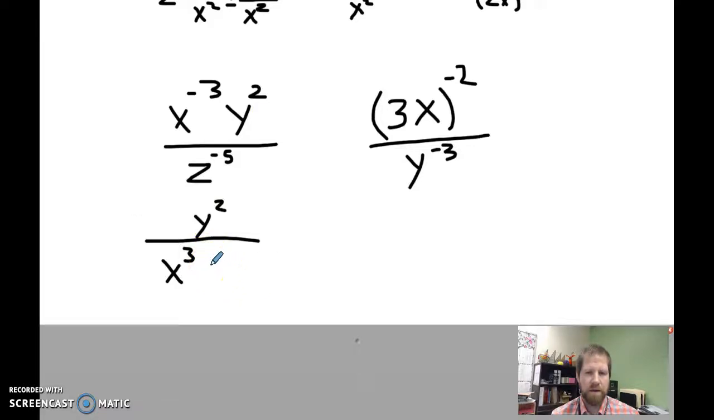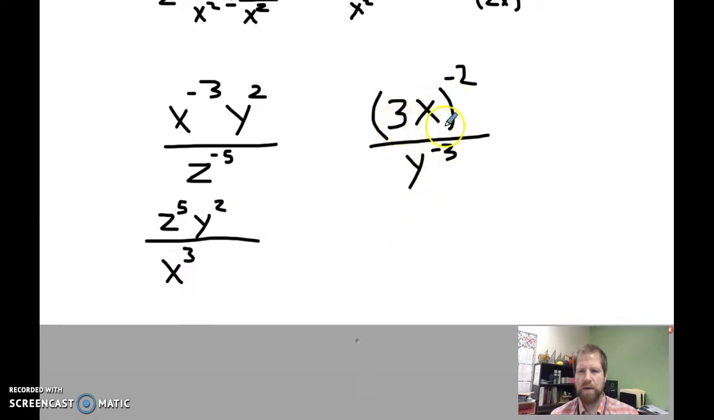My z to the negative fifth starts out down here. If I change z to the negative fifth to 1 over z to the fifth, and that's underneath 2 division bars, that has the effect of just flipping it back up to the top. So if I have 1 over z to the fifth underneath this division bar, it just changes and z to the fifth comes up here. Okay? All right, one more.